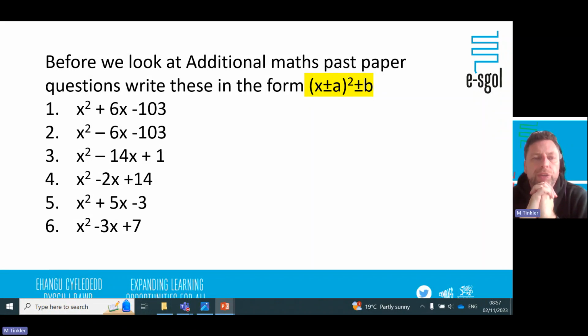Now, obviously, you'll notice question 1 and 2 are very similar. It's trying to get you to see the difference with the minus and the plus sign.